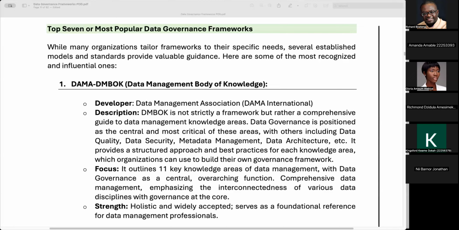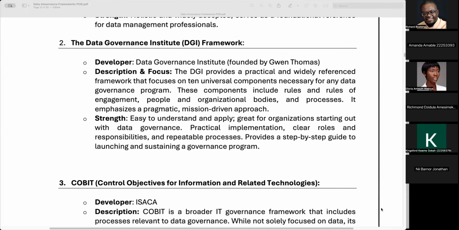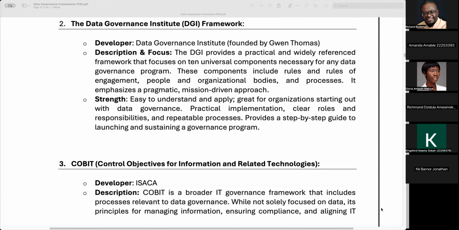Okay. Then there's the Data Governance Institute DGI framework associated with Gwen Thomas and DGI. This one is often highlighted for being very practical and focused on actually operationalizing data governance. It presents 10 universal components it argues are necessary for a successful program, really emphasizing clear decision rights, well-defined roles, and repeatable processes. More hands-on.